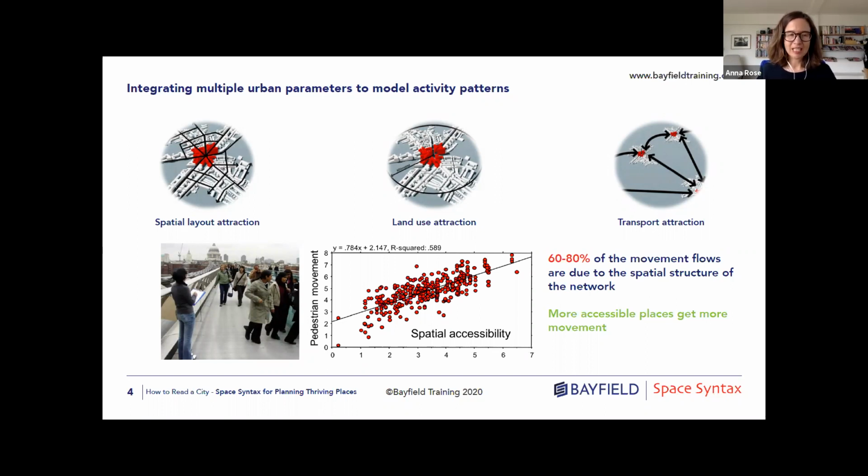So typically in most projects there is some sort of information around what we call the land use attraction, which can also be the quantum of development, things like that, and the transport attraction, to supplement the already quite strong information we have from the spatial layout, spatial accessibility analysis. And we call this integrated model.